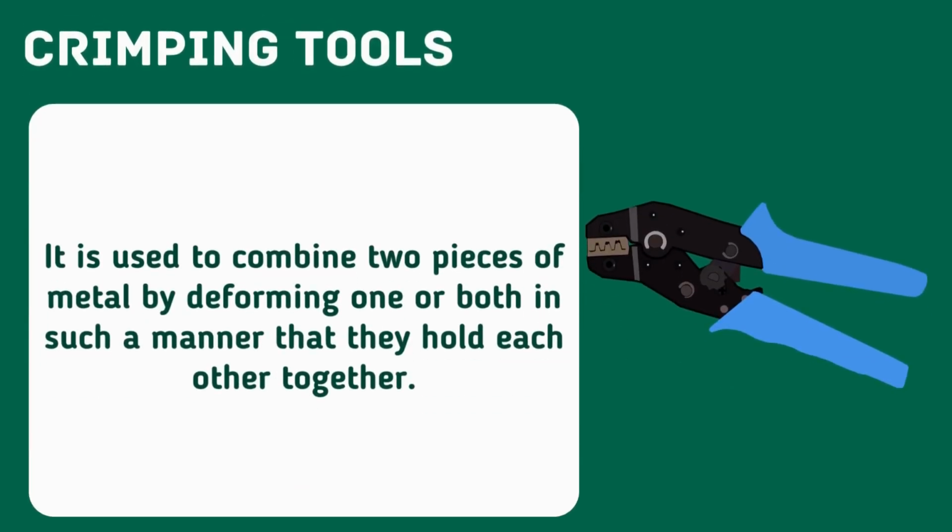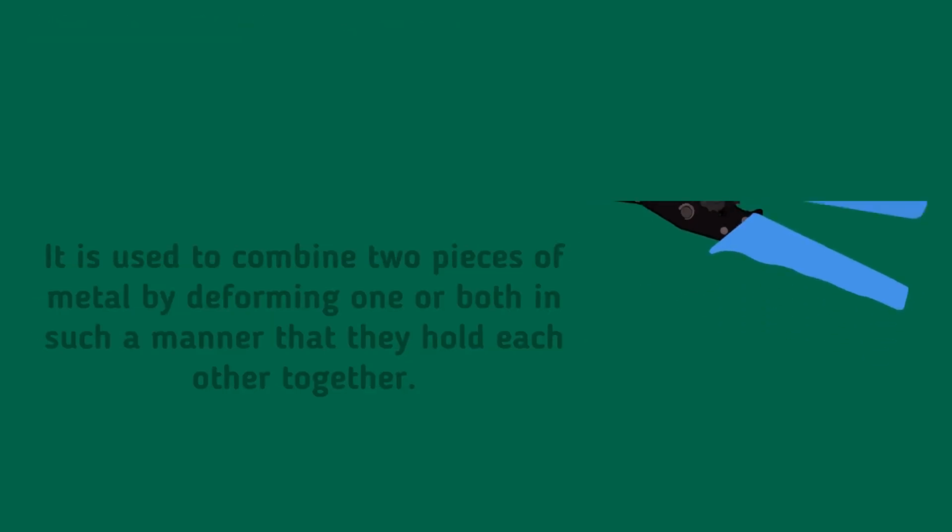Crimping tool, it is used to combine two pieces of metal by deforming one or both in such a manner that they hold each other together. Let us have the cleaning tools.